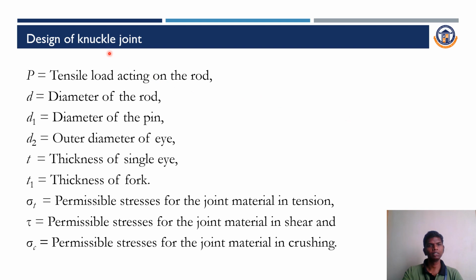For the design of the knuckle joint, these are all the parameters involved. P is the tensile load acting on the rod, d is the diameter of the rod, d1 is the diameter of the pin, d2 is the outer diameter of the eye, t is the thickness of the single eye, t1 is the thickness of the fork, sigma t is the permissible tensile stress, tau is the permissible shear stress for the joint, and sigma c is the permissible crushing stress for the joint.